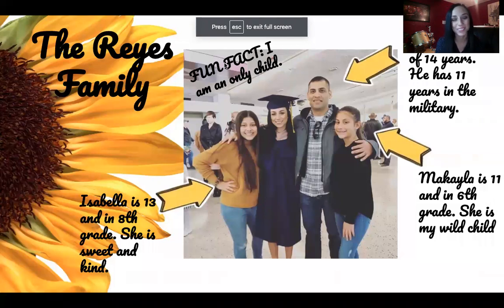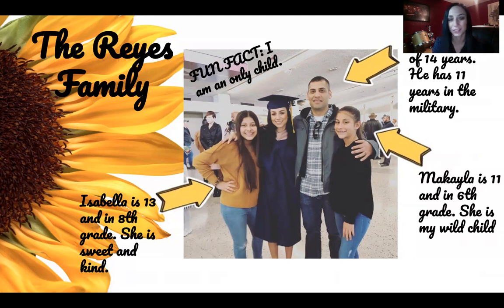So I am Mrs. Reyes. This is my family. I have two beautiful daughters. Isabella's on the left. She's 13 and she just started 8th grade. She's my sweet and kind. They also go to South Belton Middle School and they're remote. So I am getting both ends of it. And it's interesting how to navigate from home and also being a teacher in the classroom. So it's nice to understand both sides of it.